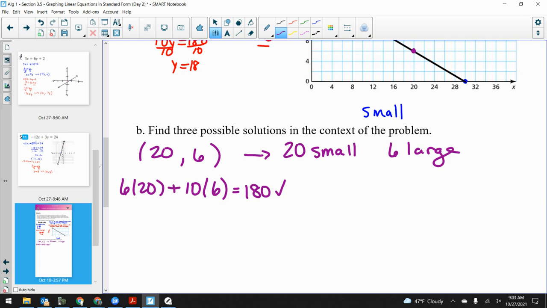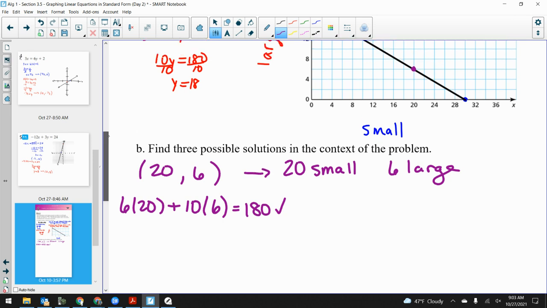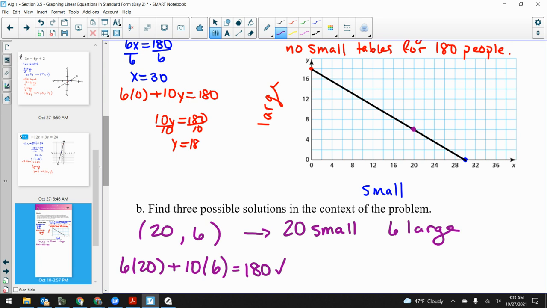You know, maybe you want to arrange your seating area in a way to form a pattern. Okay, well, if I have 20 small and 6 large, does that make a pattern? You can kind of design it however you want at this point. Let's find another possible solution. What do you think? 8, 12. Well, 8, 12 is right there.